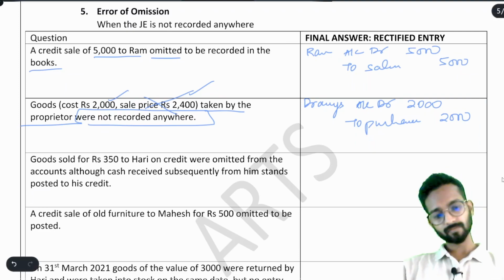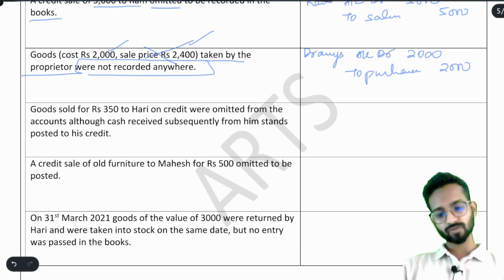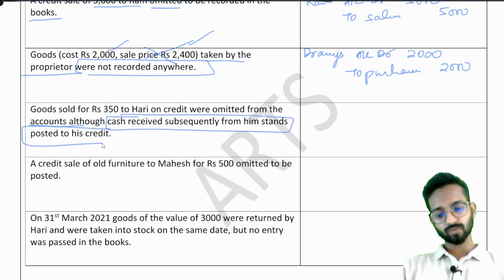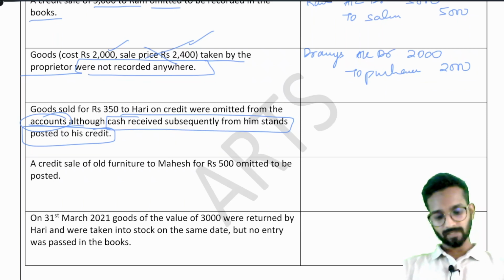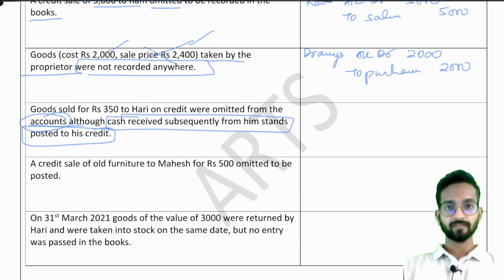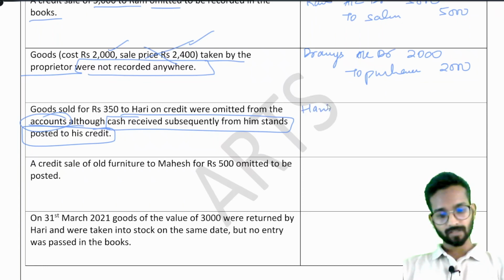Now goods sold for rupees 350 to Hari on credit were omitted from the account, although cash received subsequently from him stands posted to his account. See, posted to his credit means the goods we have sold, that we have not written. We have not written the sales entry, but the cash we have already received. Understood? We can say that the sale entry we forgot to write. See, whenever you are selling on credit, there are two entries. I will tell you both. Hari account debit to sales. This will be 350, 350.